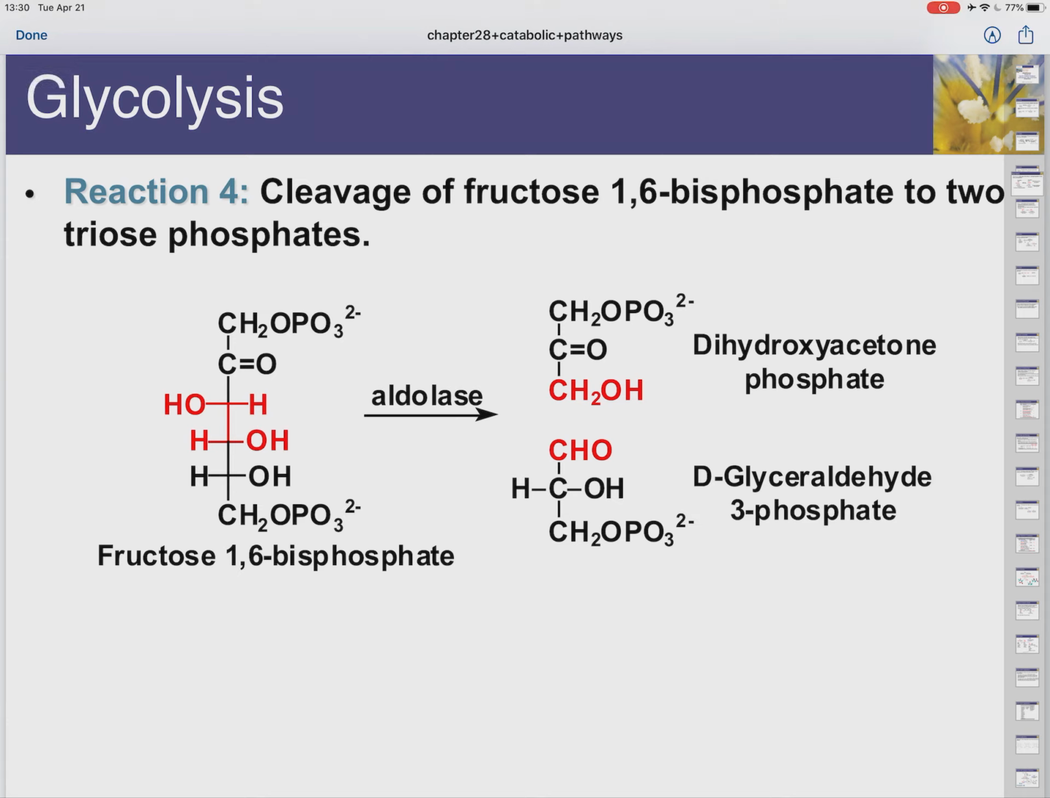So let's see. Cleavage of fructose 1,6-bisphosphate to triose phosphates, triose being 3 carbon sugars, right? So we get 2 of them. Aldolase cuts this thing in half.